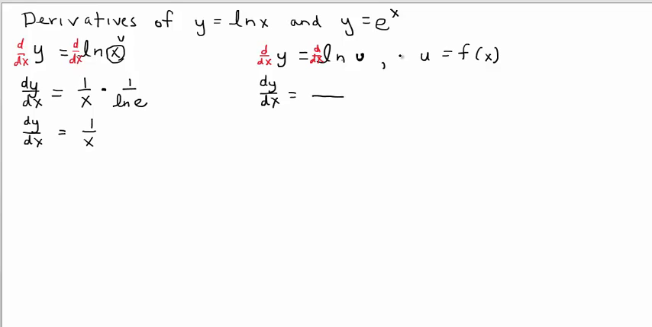You can put 1 on top, and you're going to put the inside function, or u, in the denominator, times, now u is another function of x, so we're going to multiply by the derivative of u with respect to x. So basically it's the derivative of the inside function. The outside function is Ln. You create a fraction, 1 on the top, u on the bottom, but you go back and multiply by the derivative of the inside. And the other factor is 1 over Ln of e.